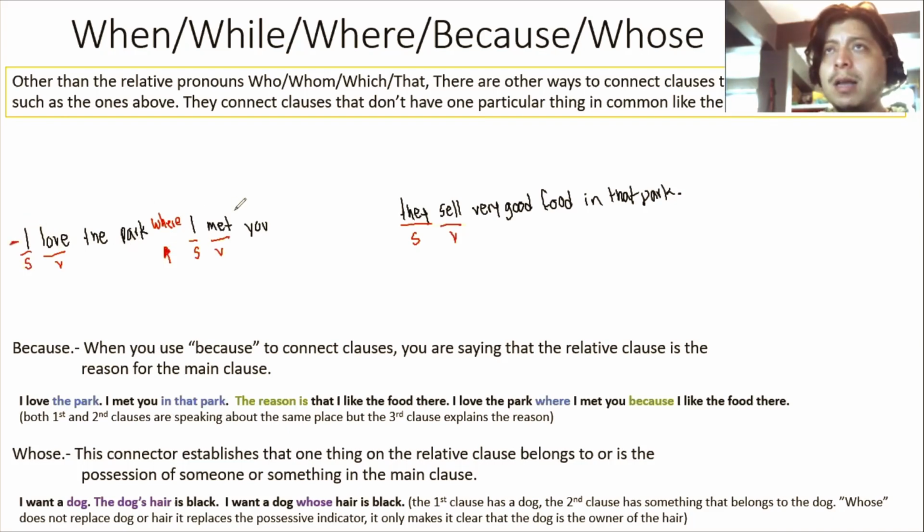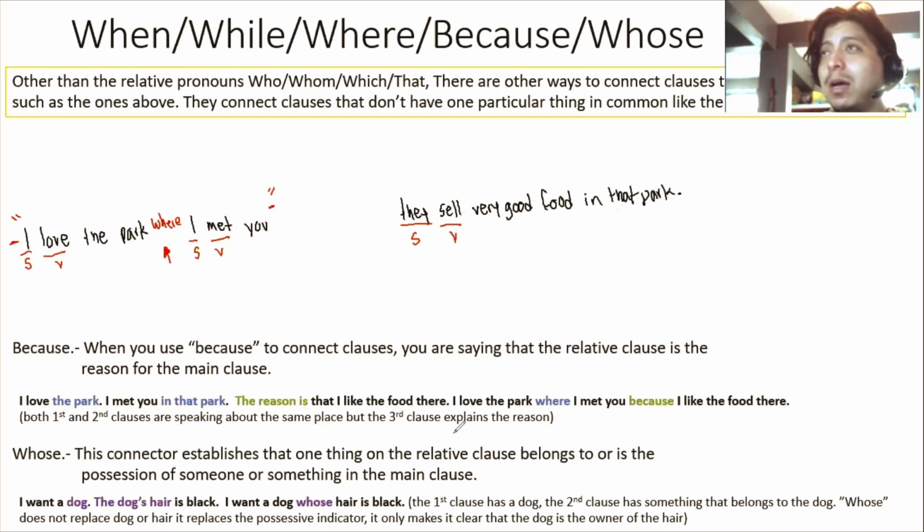This is like a longer sentence, a complex sentence with two subjects and two verbs. But what happens if I want to say more? I want to say the reason I love that park where I met you. I love the park where I met you, but it's not because I met you there. The reason that I love the park is that they sell very good food in that same park. So this is the reason I love the park. I don't love the park because I met you there. I love the park because of the food they sell.